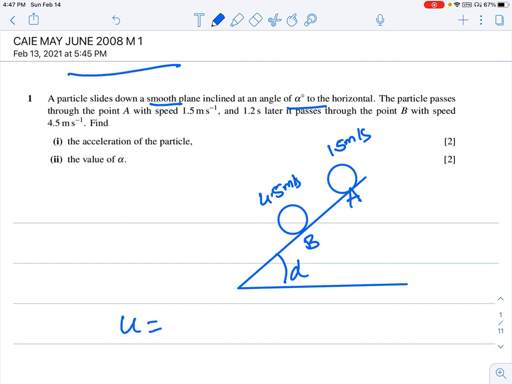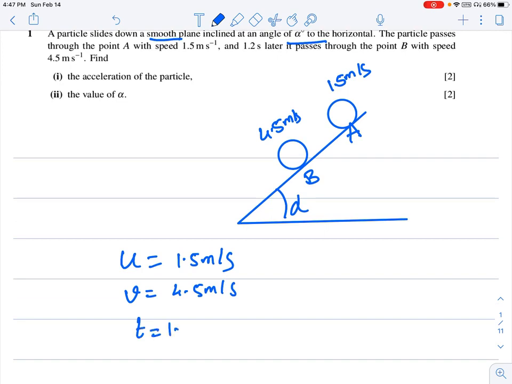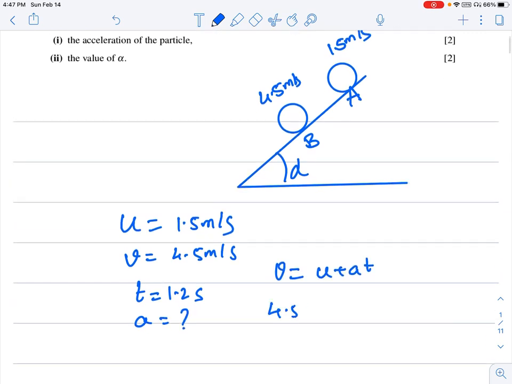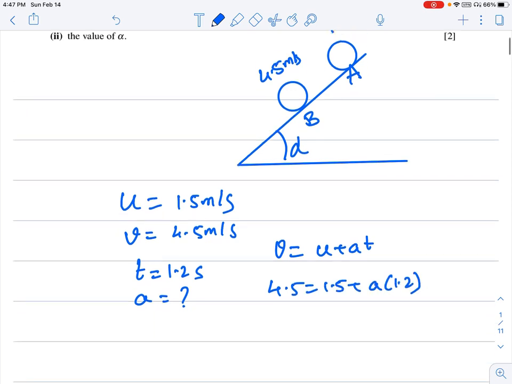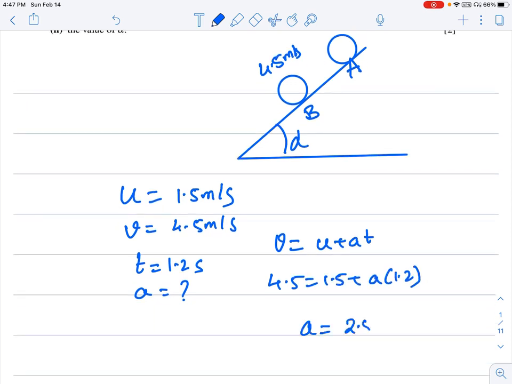So u is equal to 1.5 meters per second, v is equal to 4.5 meters per second, time is equal to 1.2 seconds, acceleration is equal to question mark. So v is equal to u plus at. So 4.5 is equal to 1.5 plus a times 1.2. From there I get the value of a as 2.5 meter per second square.